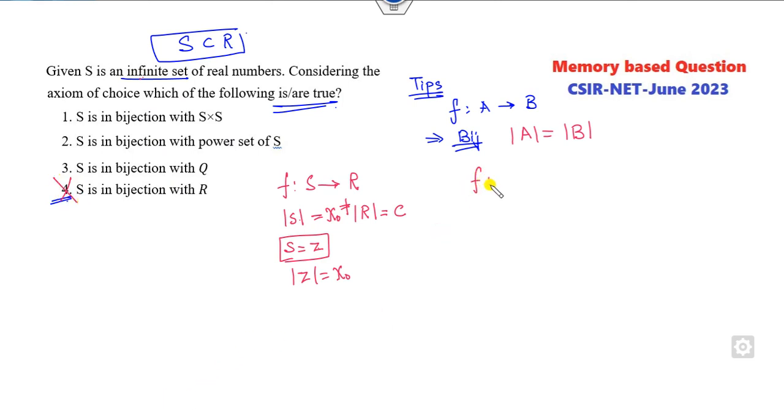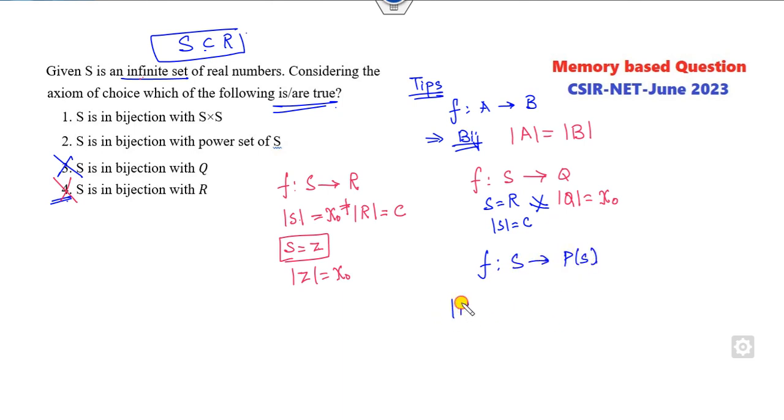Look at the third option. f is the mapping from S to R. What is the cardinality of Q? Aleph naught. Can you think of any S whose cardinality is not aleph naught? If I consider S is R, it's a superset of this. So what is the meaning of that? This is C. Again, it's not the same, so it is not bijective. S is the mapping from the power set of the S.